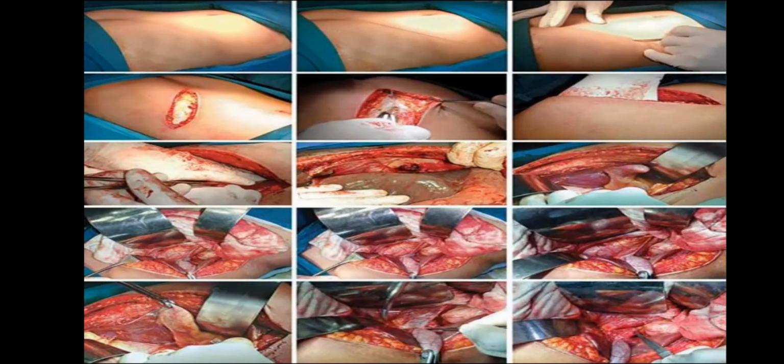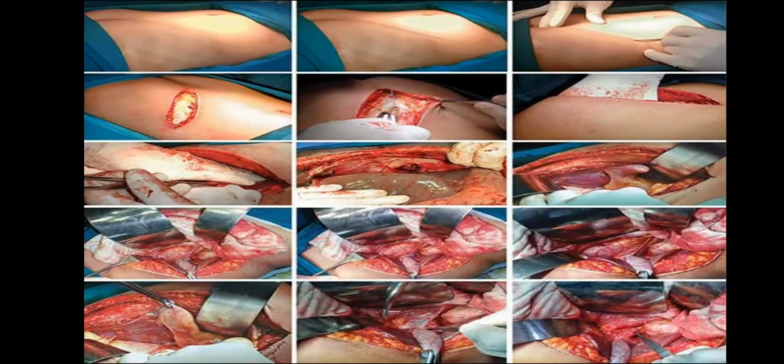Then there is the fundus first method. In case of a difficult gallbladder due to adhesions, if it is difficult to find the cystic duct, then we go with the fundus first method. Fundus first means the fundus is separated from the liver bed. Then dissection is properly carried out. Then the cystic duct and cystic artery are identified and ligated. Then proper removal is done.